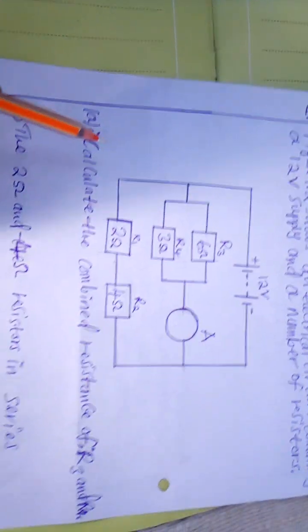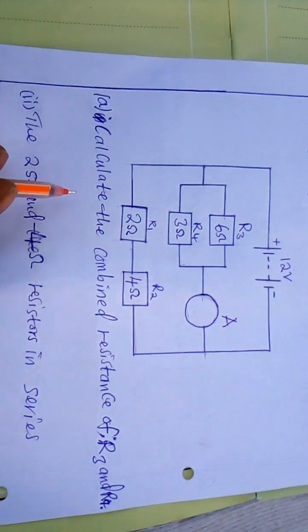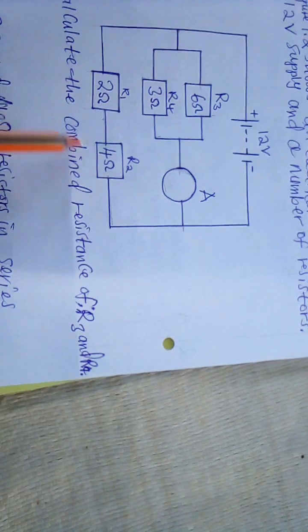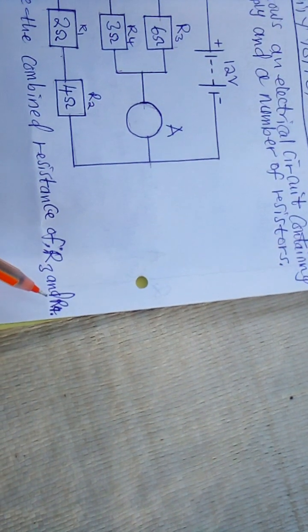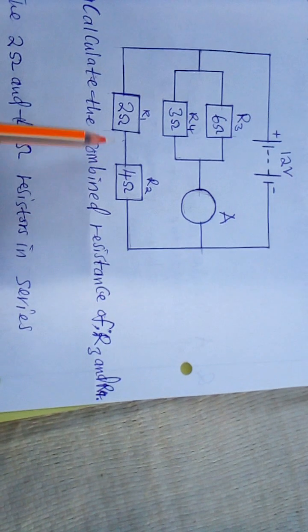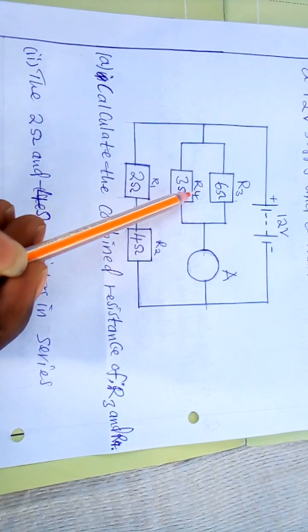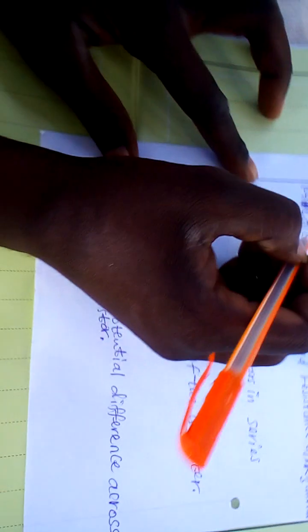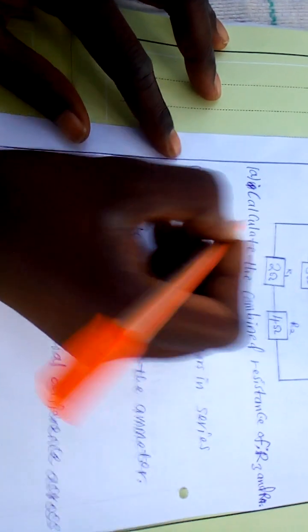So let's come now to the first question. The first question is to calculate the combined resistance of R3 and R4. So in this case, we are going to calculate the combined resistance for R3, which is this one, and R4, which is this one. So let's now calculate.